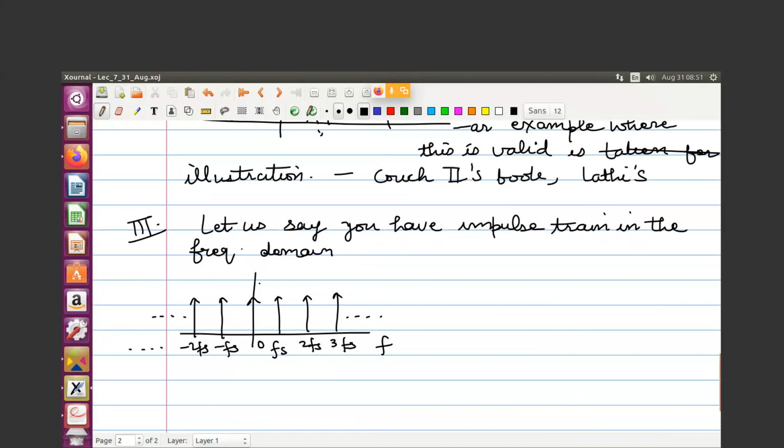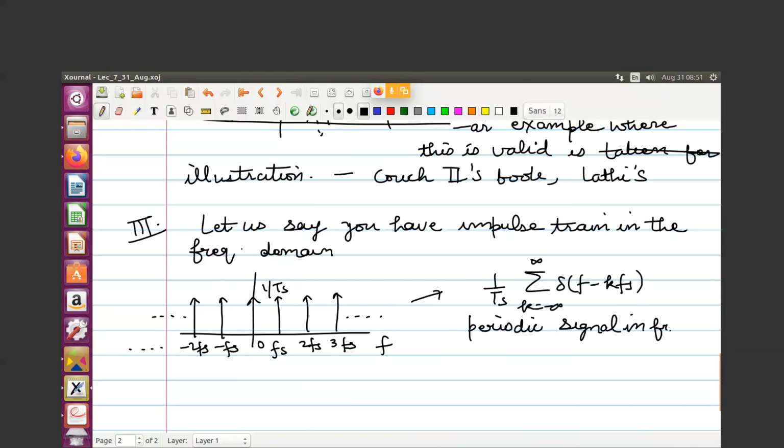And suppose the magnitude, or the power in the impulse, will be 1 by Ts. Suppose this is the amplitude, this is the scaling. So you say that this is simply 1 upon Ts summation delta of f minus k fs, where k lies from minus infinity to infinity. This is a periodic signal in the frequency domain.